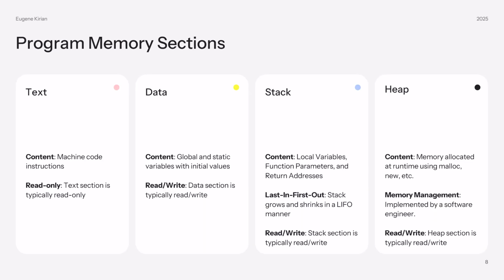Let's take a closer look at the different program memory sections. The text section contains the machine code instructions that make up our program. This section is typically read-only, meaning its contents cannot be modified during execution. The data section stores global and static variables that have initial values. Unlike the text section, the data section is read-write, allowing its contents to be modified as the program runs.